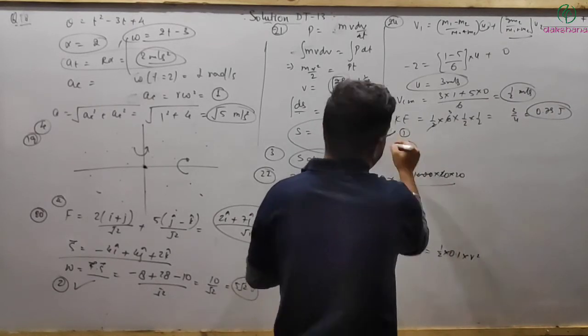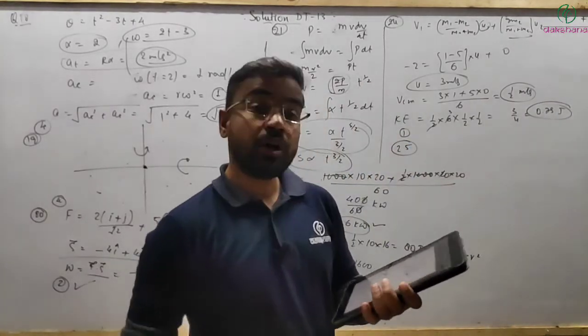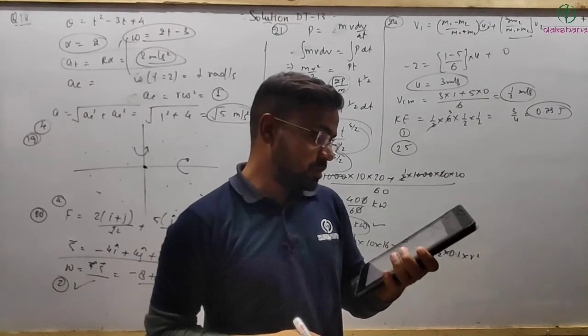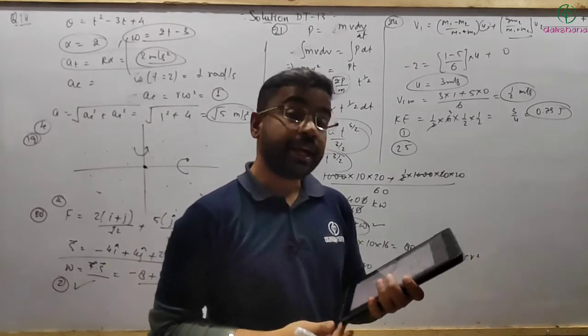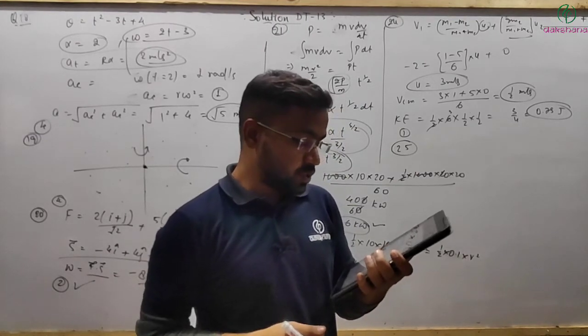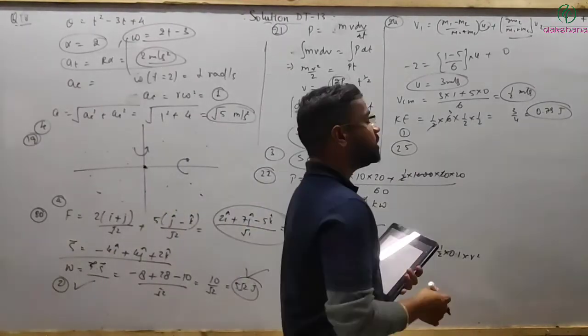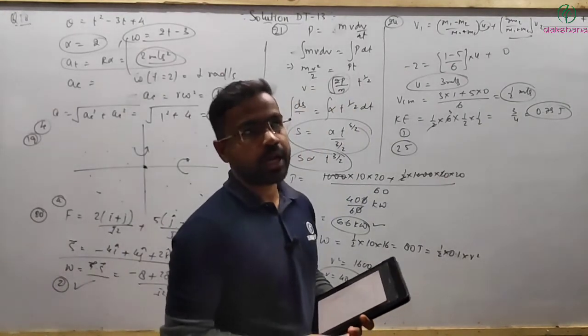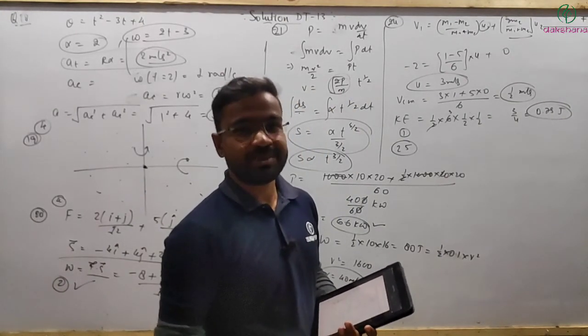Next question number 25. A ball of mass m is thrown upward with the velocity v. If air exerts an average resistance force r, the velocity with which the ball returns to the thrower is. So here, look, what is the initial kinetic energy? Half mv square, and that will be converted into potential energy plus work done by resistance force.